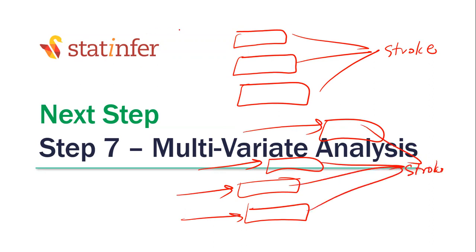Now, this is the ultimate final result that we are looking for. What kind of patients are most prone to get stroke? What kind of patients are very, very less prone to get stroke? That will be our ultimate final finding that we want to give. That is multivariate analysis. That is our next step. So let us get into multivariate analysis.